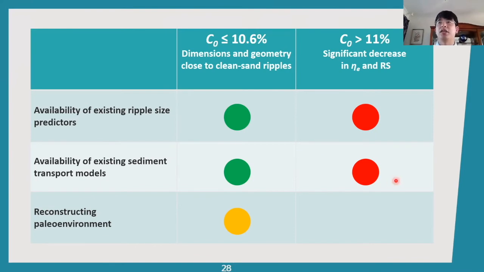And for initial clay content over 11%, if you find very tiny ripples in the field, you need to check the clay content in the ripples. If you find clay content in the ripples, you should be very careful and think these ripples may not have been generated under weak conditions. So if we reconstruct the paleo environment based on ripples from the cohesive environment, we must be more careful.